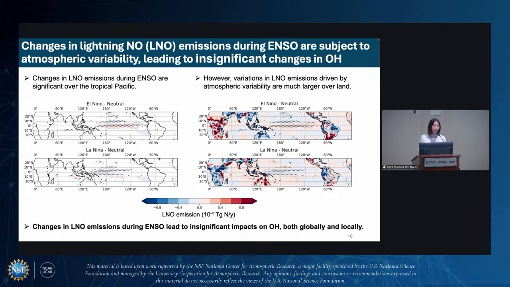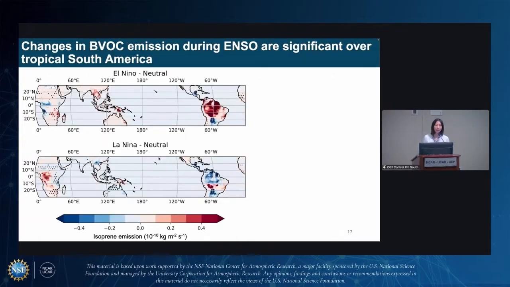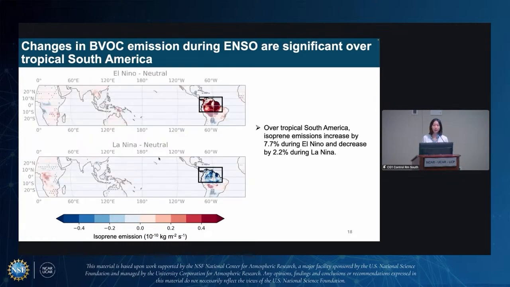That's why if we further look at the changes in the OH, these changes in the lightning NOx emission during the ENSO actually leads to insignificant impact on the OH both globally and locally. And last, I'm looking into the BVOC emissions. Unlike the lightning NOx emission, BVOC emission, we do see some of the robust significant changes under the different ENSO phases, especially over this tropical South America.